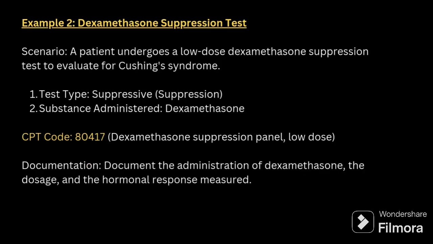The next example is a patient undergoes a low dosage dexamethasone suppression test. So here it is a suppression test. So we are coding 80417, low dose.